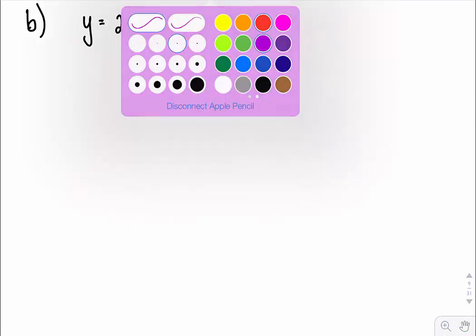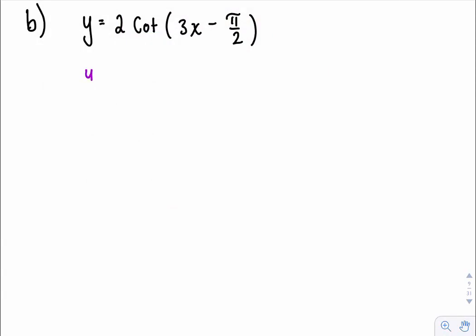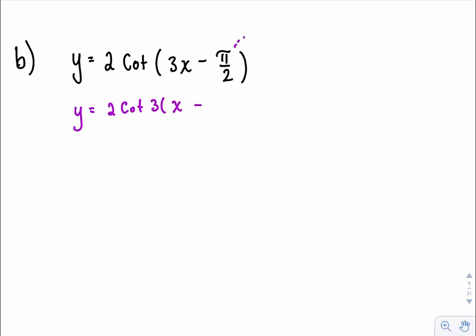Now with this one, remember we have to set this up first. I don't have that b value factored out, so I'm going to go ahead and do that. So I'm going to have cotangent, and I'm going to pull that 3 out. And this is going to be x minus. Now if you want to remember what this is, remember I pulled out a 3. So I'm going to go pi over 2 divided by 3, which is the same as multiplying by 1/3. So I'm going to have my phase shift here of pi over 6.